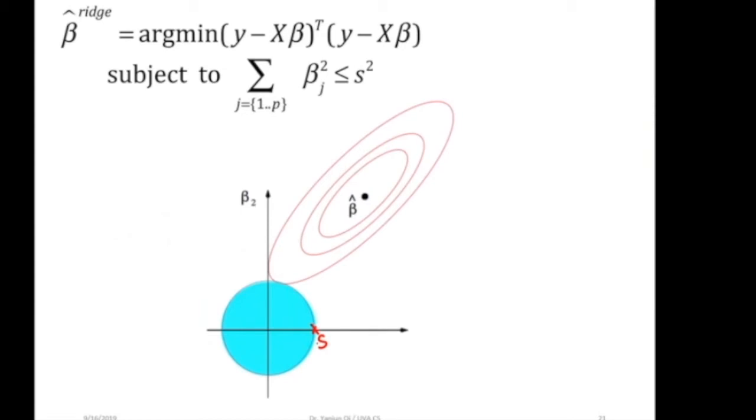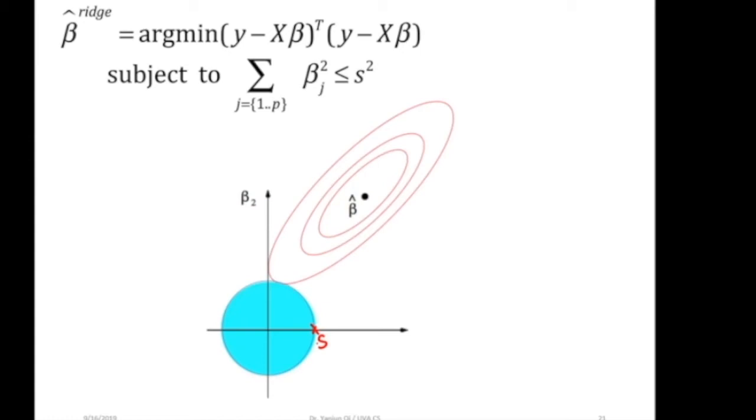So the solution has to be among the points within the circle. Every point within the circle satisfies that property, beta transpose beta smaller than S squared. So all the blue points satisfy that property. The solution has to be one of these points, and at the same time, I want to minimize the sum of squared error.